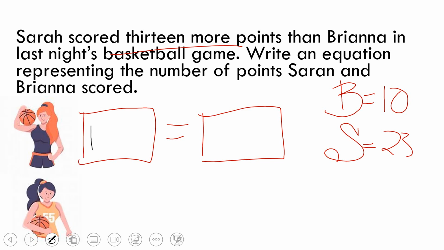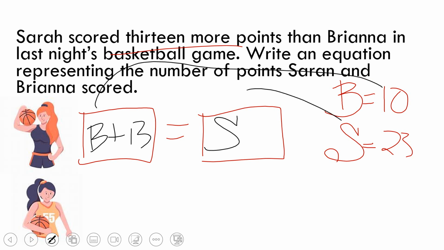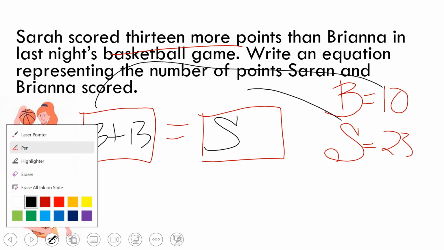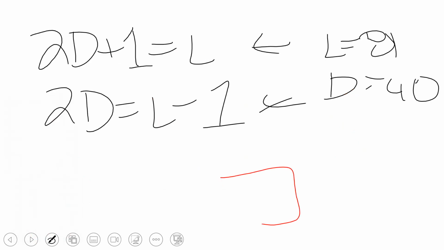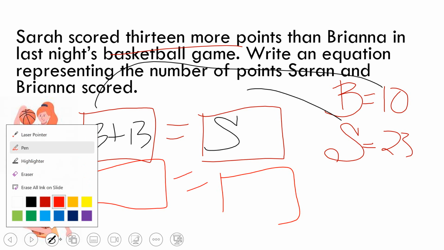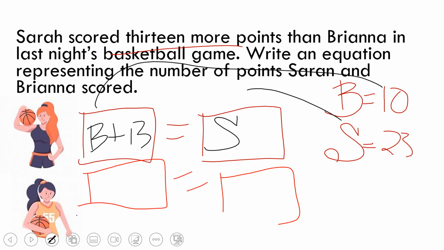Let's try. B plus 13 equals S. So if I plug in 10, I get 23. 23 equals 23. That works. Now, is there another variation of this that could work? There is another variation that's still true. Another variation would be what, Louise? S minus 13 equals B.